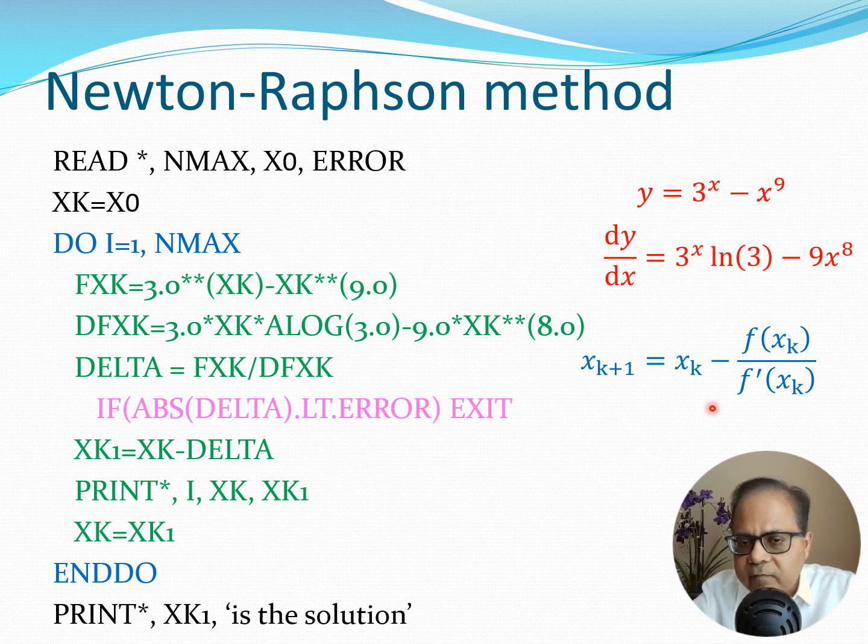So this is the step where you go from x0 to x1, from x1 to x2, from x2 to x3, and so on. And then of course I end the do loop, and finally I print out that xk1, whatever comes out of the do loop here, is the solution.